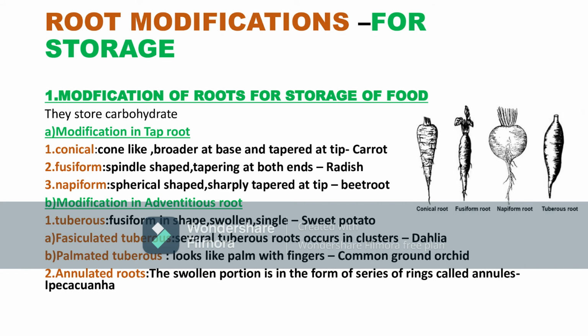Example, common ground orchid. Annulated roots: the swollen portion is in the form of a series of rings called annuli. Example, Ipecacuanha.